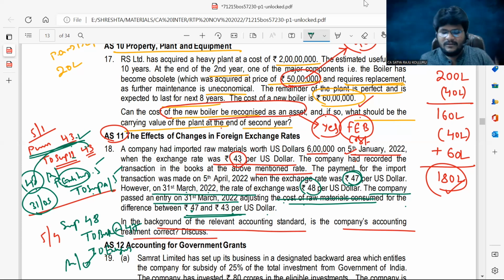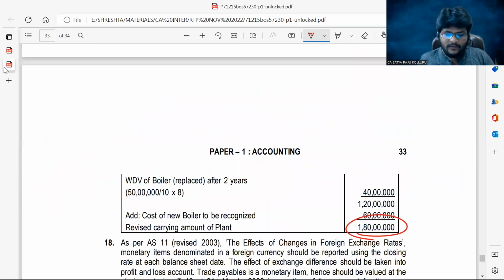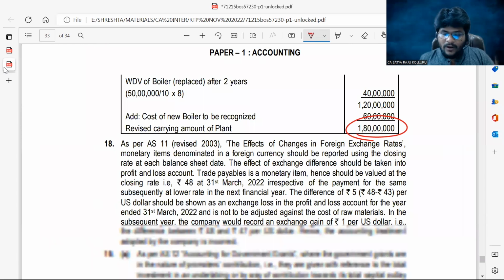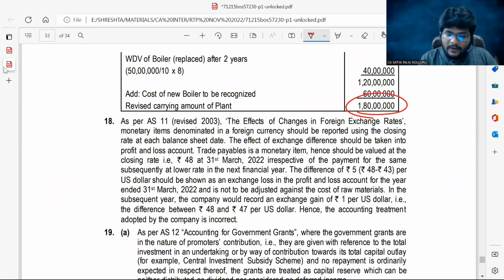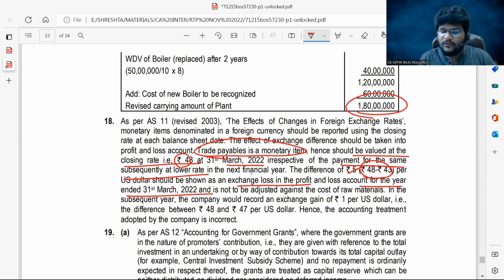That is the answer. Let me cross-check the answer with the RTP. What they have given: trade payables is a monetary item. That is, supplier is a monetary item. Hence, it should be valued at the closing rate of 48 on 31st March 2022, irrespective of the payment for the same subsequently at a lower rate in the next financial year. So the difference between 48 minus 43, which is 5 rupees per US dollar, should be shown as an exchange loss in the profit and loss account for the year ended 31st March 2022.